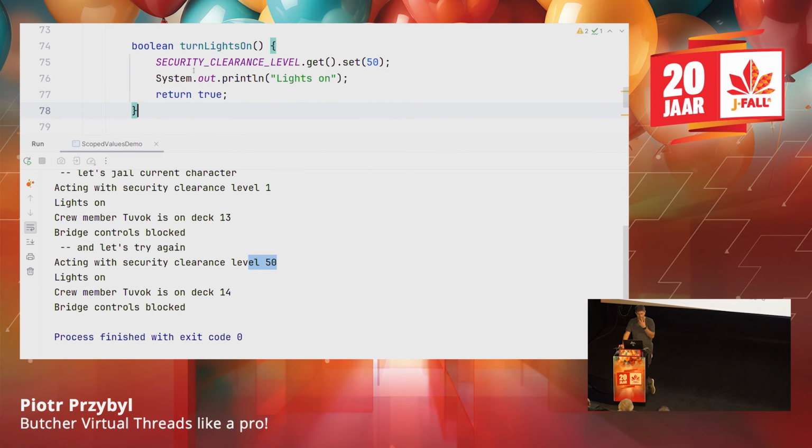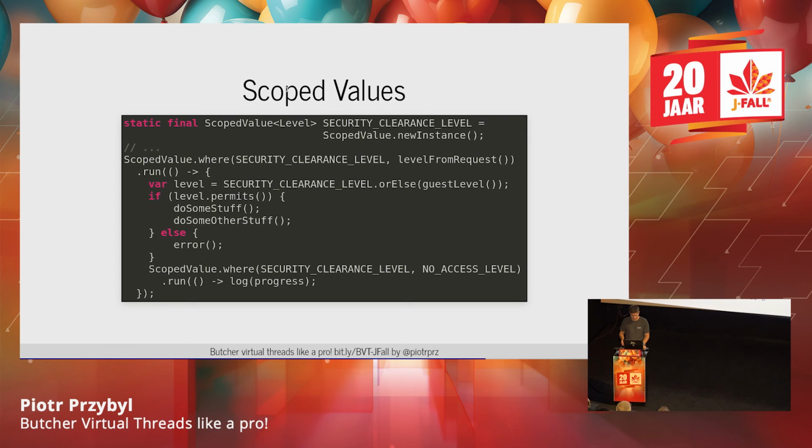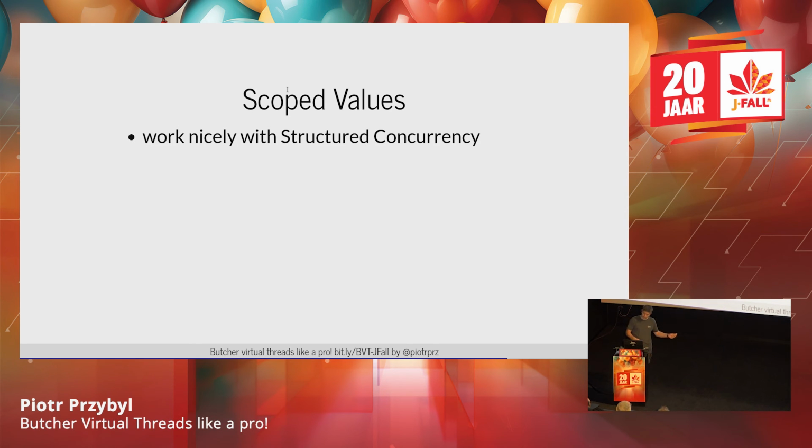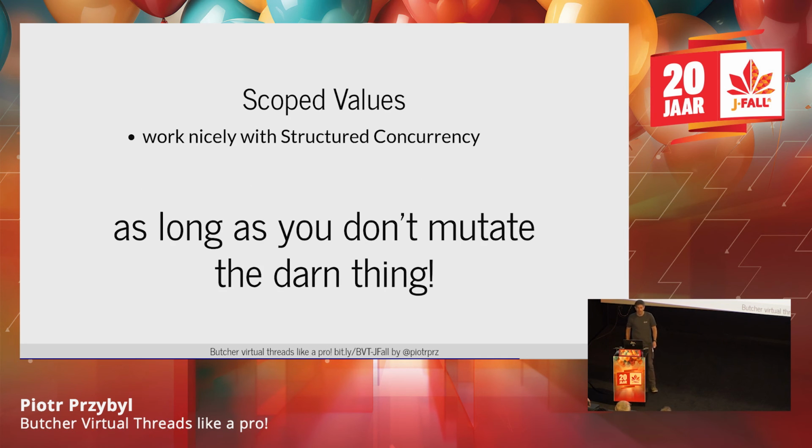So this is not exactly a Log4Shell situation, but by having this thing mutable, you make yourself exposed to such issues, right? The whole idea with scope values is that they work nicely with structured concurrency. You can call them with run, or callable if this thing needs to return something. This work can be nested, Matryoshka doll style, but it works as long as you don't mutate the darn thing. So use something immutable, unmodifiable in there: use a record, use a list that is unmodifiable, something like this.